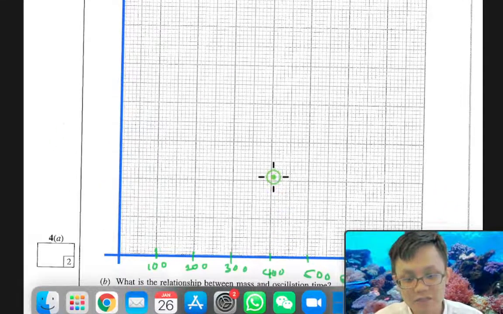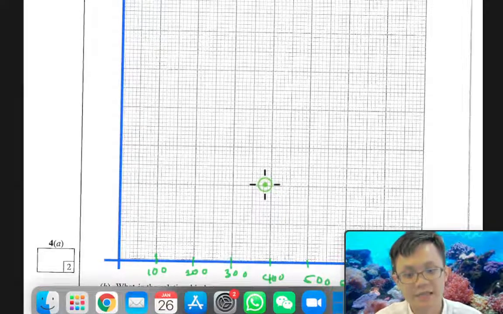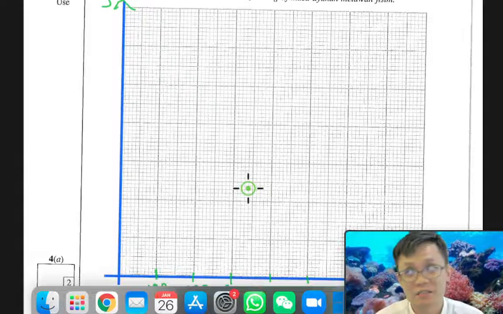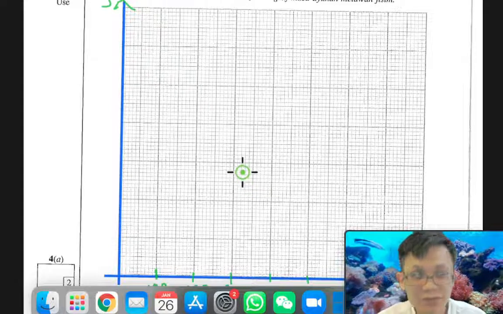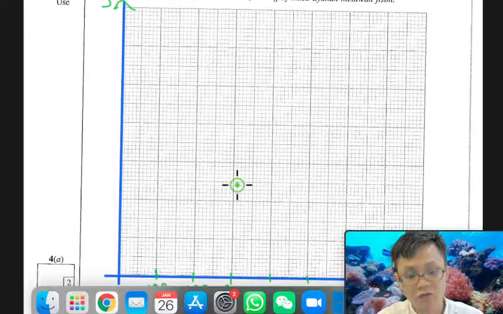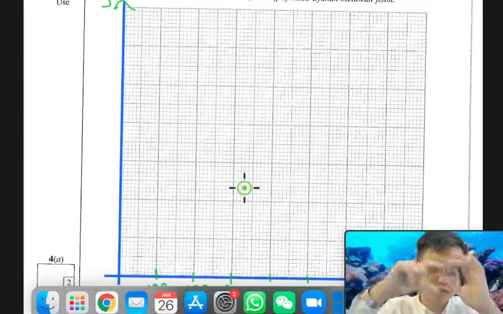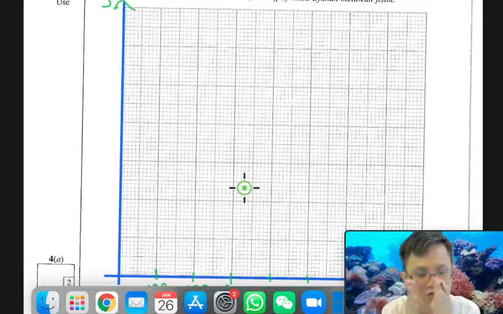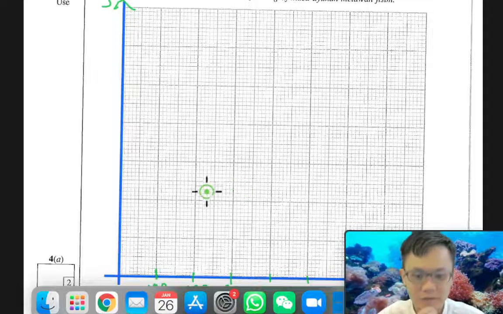Your graph must always be big. It must be at least 75% or 70% of your graph paper. Don't draw small, at least half of the paper size. If it's small, then you get it wrong.